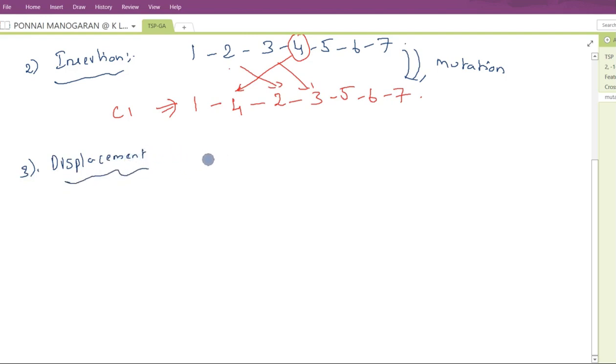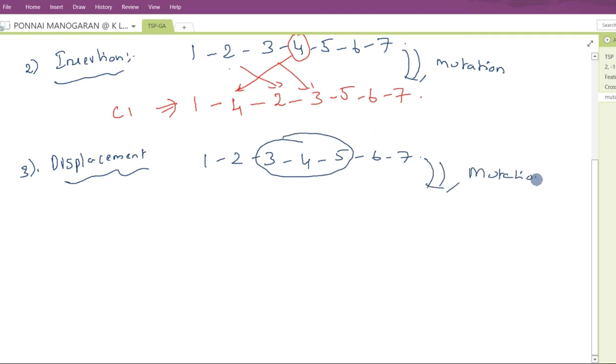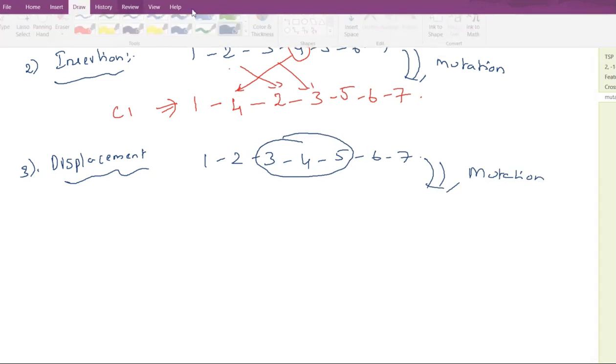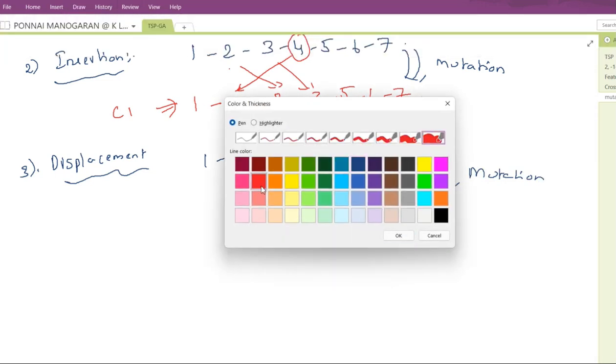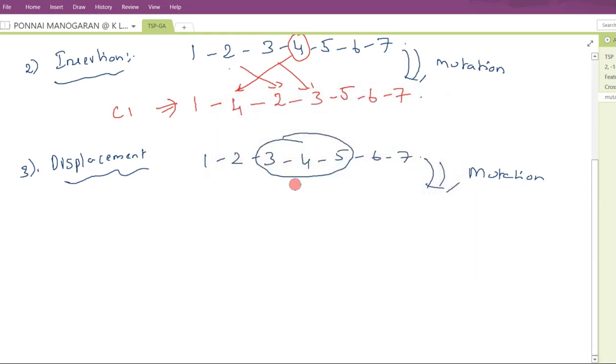Displacement type means, let us take another same example, 1, 2, 3, 4, 5, 6, 7. You take a bunch of path, a bunch of subpaths, something like this, and in this displacement type mutation, what will happen means, you can shift all the subpaths to any desired location.